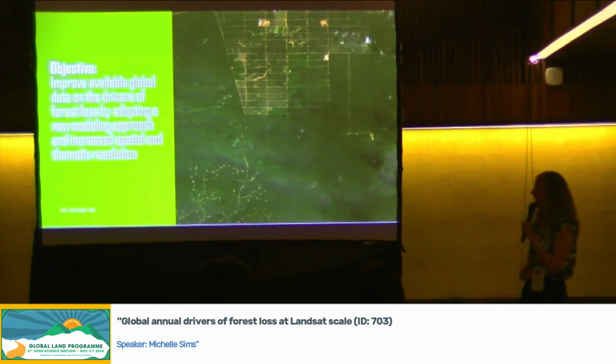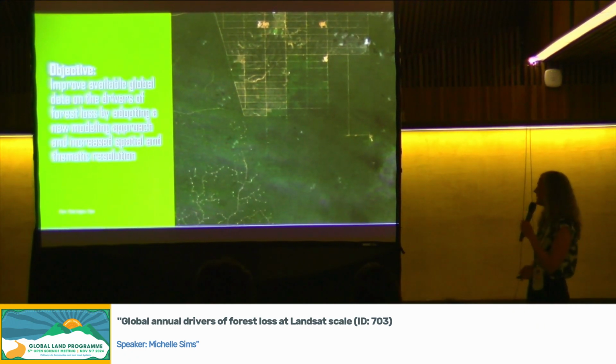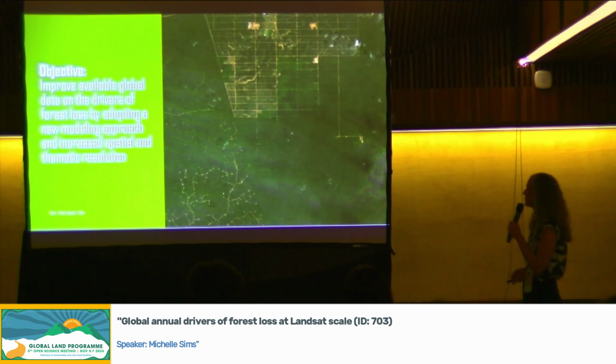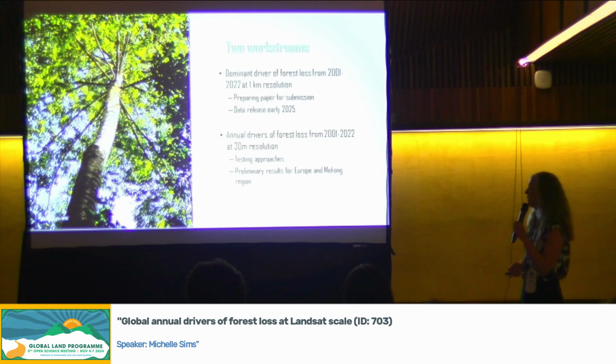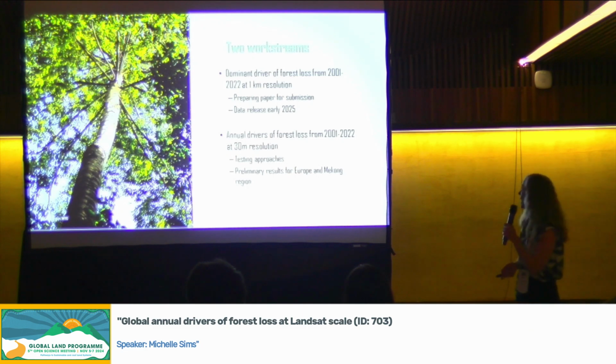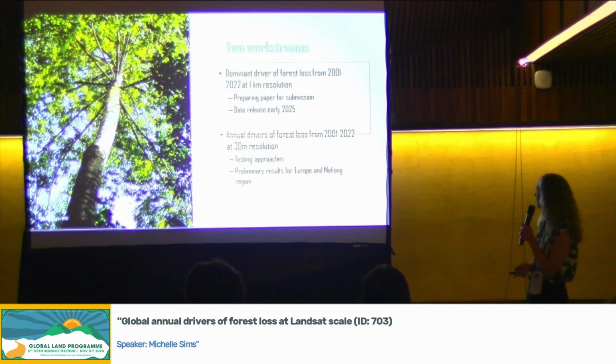So with this in mind, our objective was to improve the available global data on the drivers of forest loss by adopting a new modeling approach and publishing global maps with increased spatial and thematic resolution. So we have two work streams with this broad goal. The first that I'm going to start with is presenting the dominant driver of forest loss from 2001 to 2022 at 1 kilometer resolution. So this work is a little bit more advanced. We're currently preparing a paper to submit for publication and planning to release the data early next year.